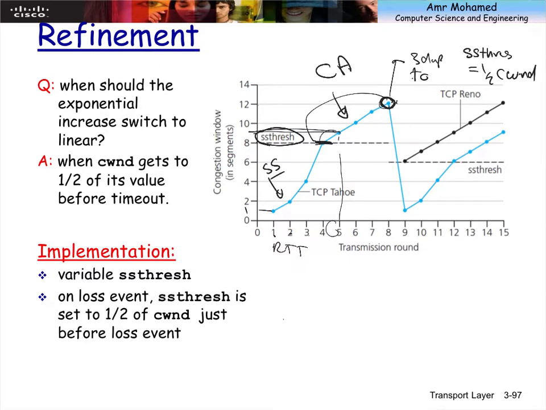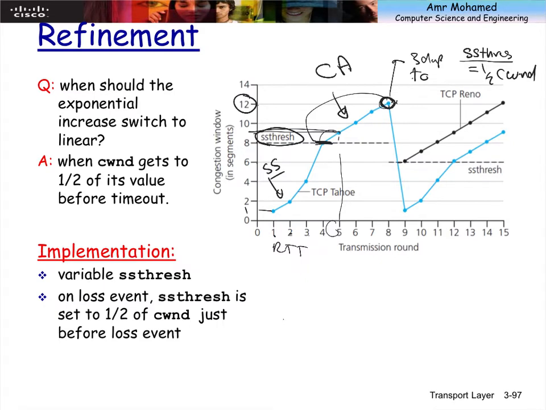Okay? So I can ask you, what is the slow start threshold at this point? Here, the current congestion window was 12. So what is the slow start threshold? 6. That's why here it's set as 6. Is that clear?